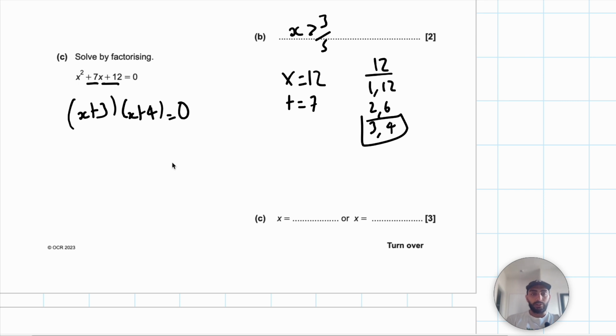is equal to 0. Here, one of these will be equal to 0 because we have one thing multiplied by another thing, which is equal to 0. That tells me that one of them will be equal to 0. So I make the bracket on the left equal to 0, and I make the bracket on the right equal to 0. Just solving these, x is equal to negative 3, and x is equal to negative 4.